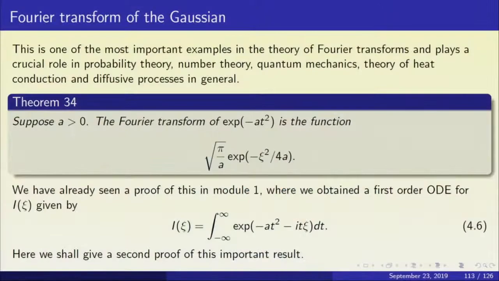This was done in the very first module, and you must go back and review what we have done. So instead of repeating that all over again, I have given you the details here. It's I chi, this integral 4.6. You find a first order ODE for I chi. Instead of repeating all these calculations, we shall look at a second proof of this important result.